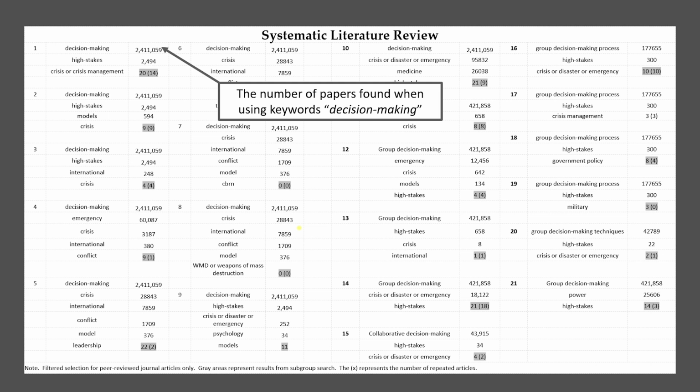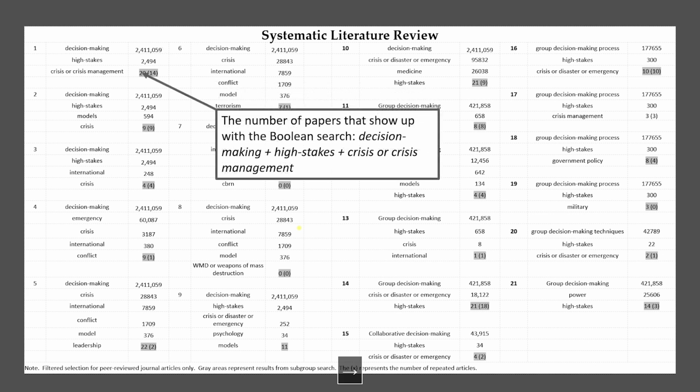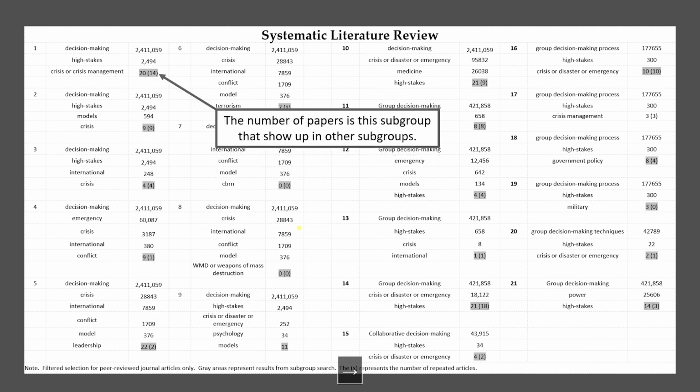But this is still too high. My rule of thumb is keep going until I'm around 20, which is exactly what I get in subgroup 1. The number in parentheses represents the number of papers in this subgroup that are also found in other subgroups.